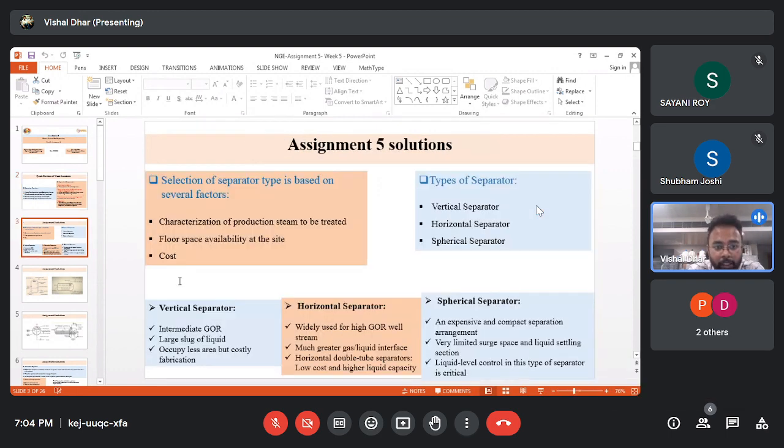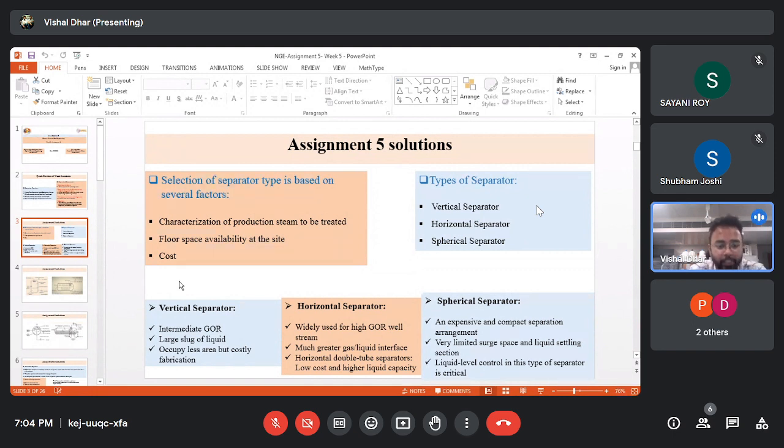The selection of separator type is based on several factors. First is the characterization of the production stream to be treated. Next is the floor space available at the site; the main criterion is the floor space available. Next is the cost. There are three types of separator: vertical, horizontal, and spherical separators. Mainly vertical and horizontal separators are used in the industry. Spherical separators are used where there is a space constraint, but they are not used very much.